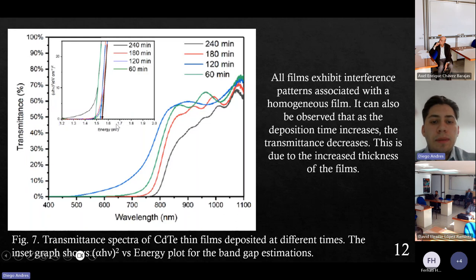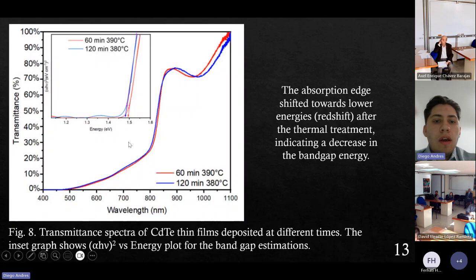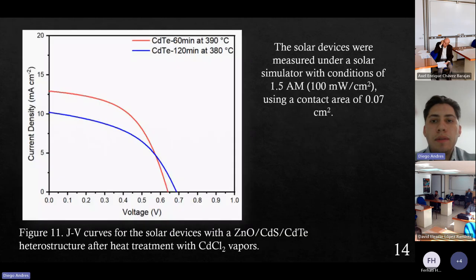Now, what we saw here on the transmittance spectra is that the thicker the layer, the lower the transmittance. Due to the mixture of hexagonal and cubic structure, we saw an increase of the band gap between 1.3 and 1.4 electron volts. And after the annealing treatment, where the structure changed to a fully cubic structure, the band gap was 1.48 to 1.49 electron volts. Now these estimations were made through the Tauc plot method.